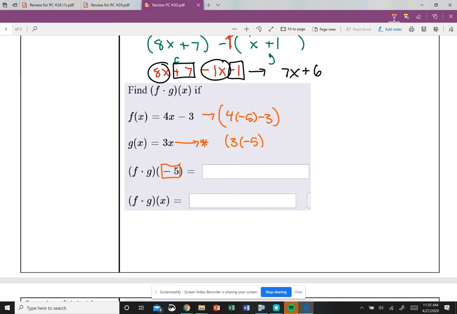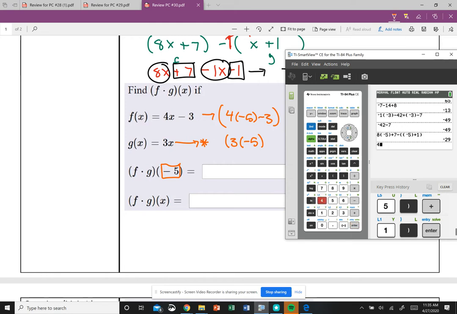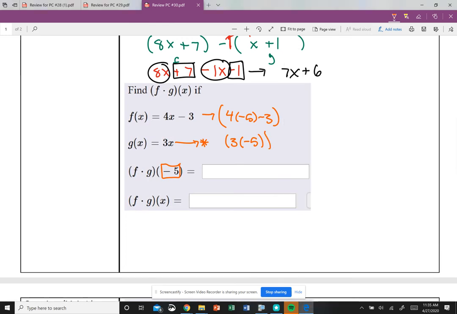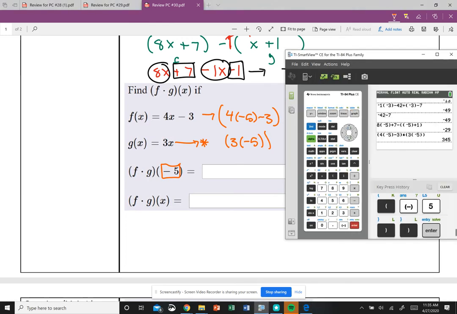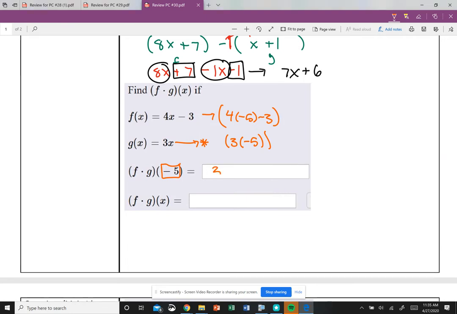Then I'm going to pull out my handy dandy calculator. Do 4, clear. Parentheses 4, parentheses, -5, close parentheses, -3, and close parentheses again because it's the whole first equation. Now we're multiplying that by, and then I'm going to do parentheses, 3, parentheses, -5, close parentheses again, which I forgot to write on my paper. And then I hit enter, and I get 345. Whew, it's a pretty big number.